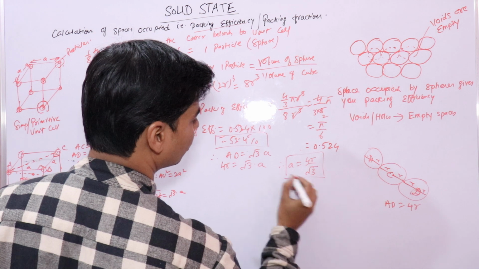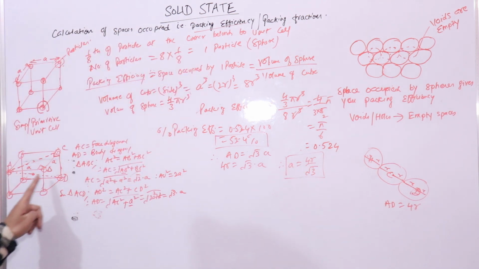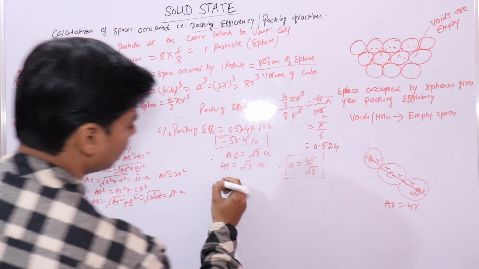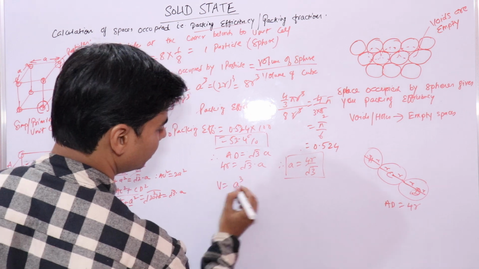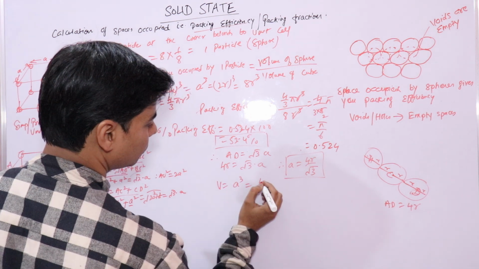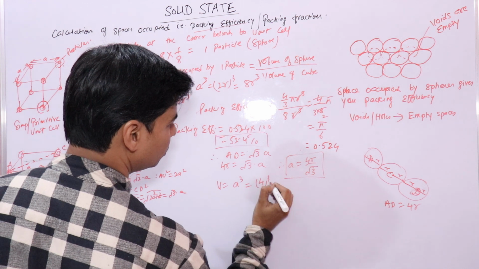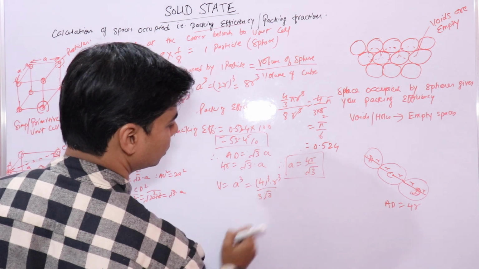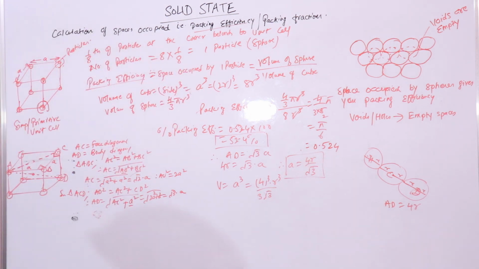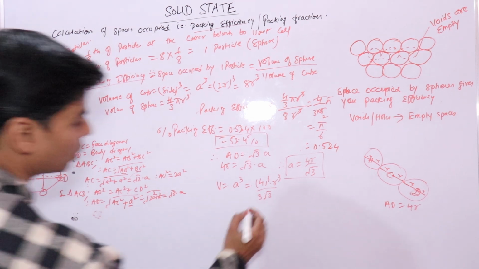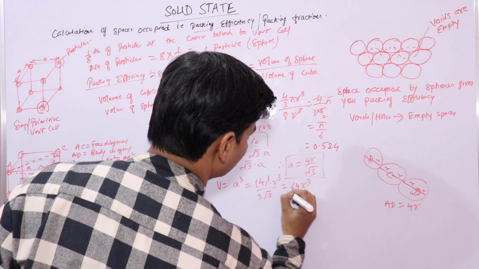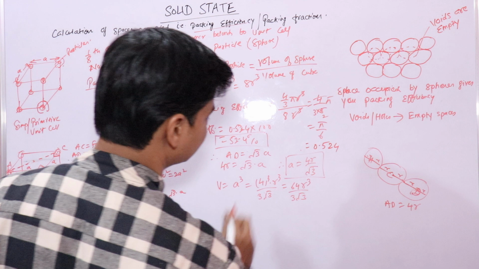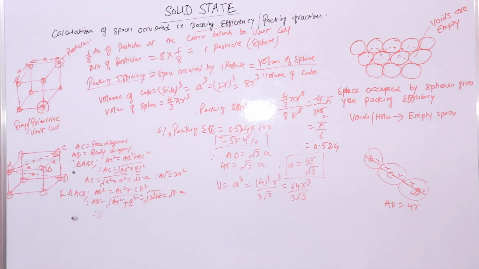This is the value of the edge of the cube, the side of the cube. And we know that volume of cube is equal to side cube, a cube, which is 4 cube r cube upon 3 root 3, right? This will come out to be 64r cube upon 3 root 3, right? This is the volume of the cube, right?